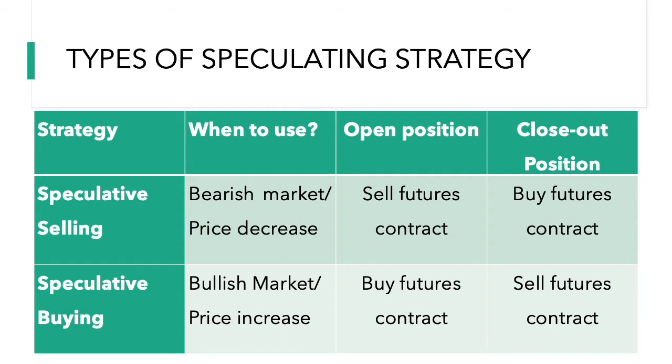So if you use speculative selling strategy, you open position and you need to sell futures contract. Then you close out position, you need to buy futures contract. So close out position, you take opposite position. For speculative buying, investors start by buying futures contract to open position, and close out by taking the opposite position. So investors need to sell futures contract.